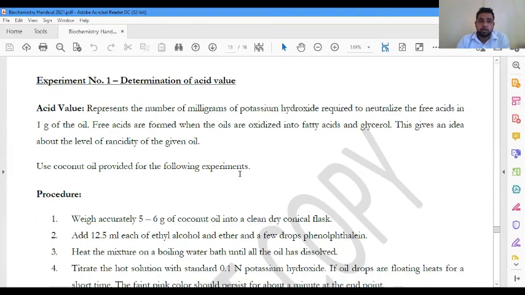And I told you that with time, oils can get hydrolyzed and the free fatty acid content can be increased. Determining the acid value is used as a quality assurance measure or quality measure of edible lipids. Okay, so we calculated acid value.